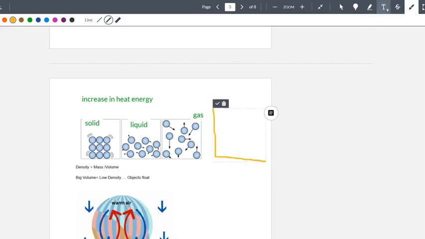So we could go through and make a graph. This could say something like heat energy. This could be particle movement. And it would be a linear graph. It would go up like that. Okay. You've learned stuff like that in fifth and sixth grade.